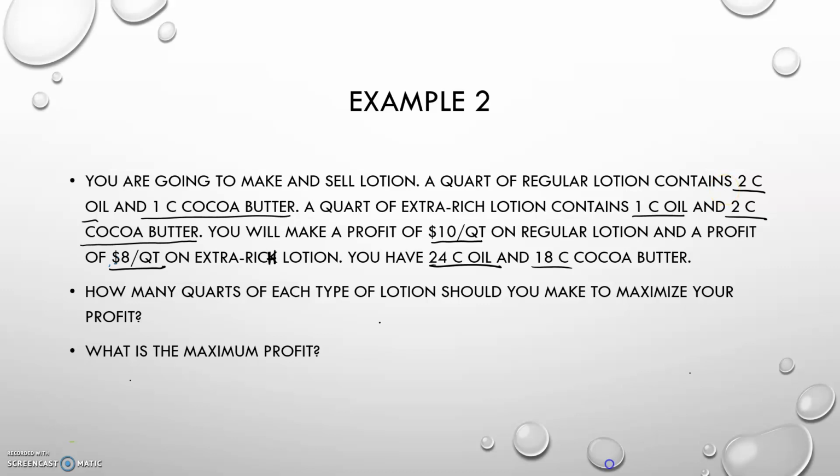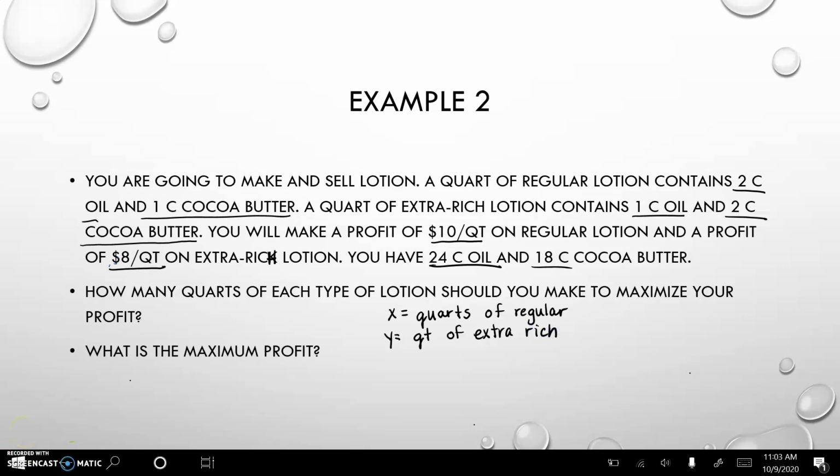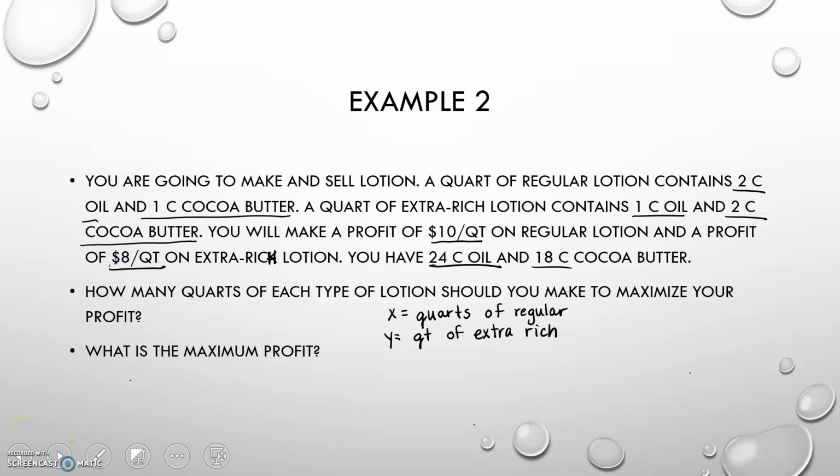So what I'm going to do is first decide what my variables mean. I'm going to say that X is how many quarts of regular lotion we would make, quarts of regular. And then the Y is going to equal how many quarts of extra rich. So when I think about this, I'm going to think about first writing an equation for how much oil we have. So thinking about just the oil.